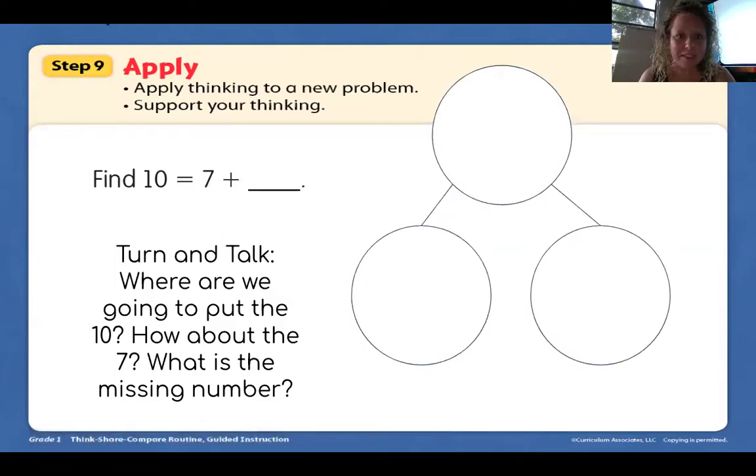Here is some practice for us. The equation I want you to find is 10 equals 7 plus what? What do I need to add to 7 to get to 10? Turn and talk. Where are we going to put the 10? How about the 7? And what number is missing? Push pause, and when you're ready to move on, push play.